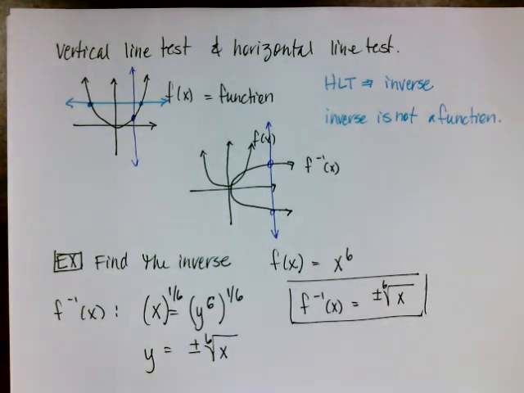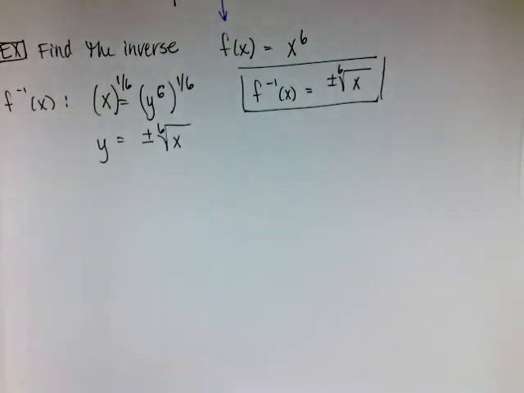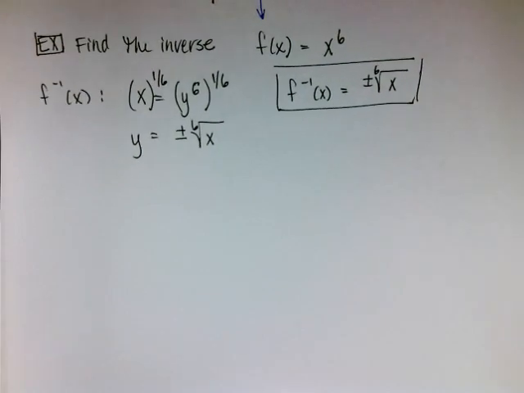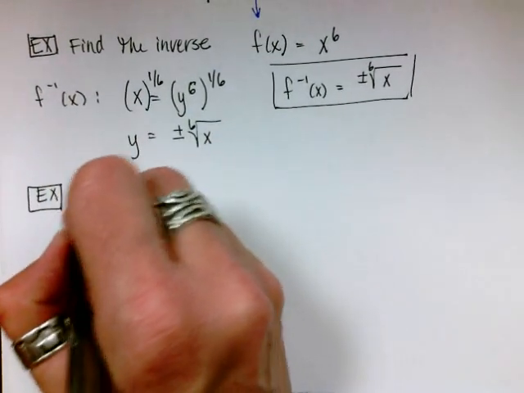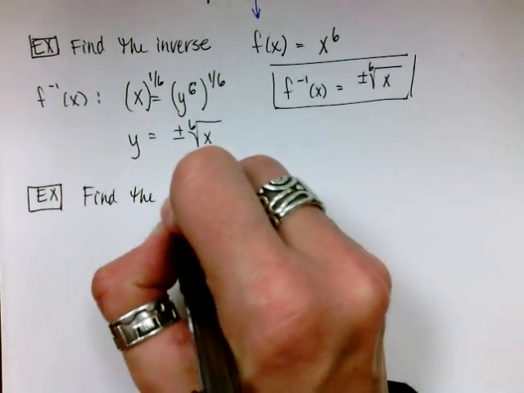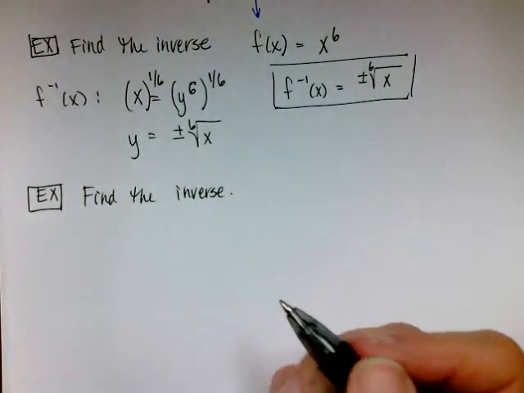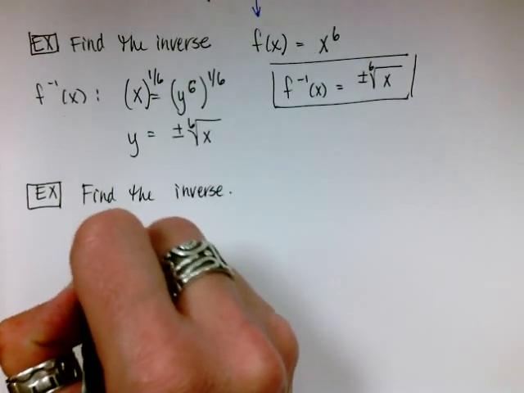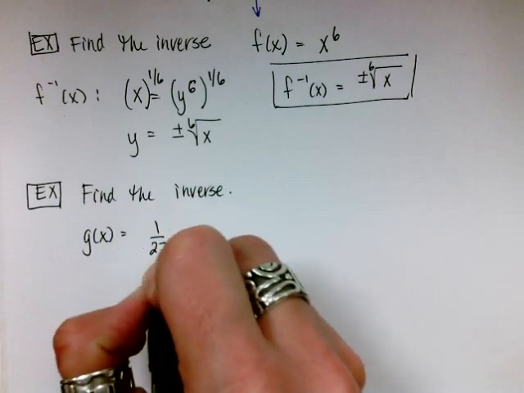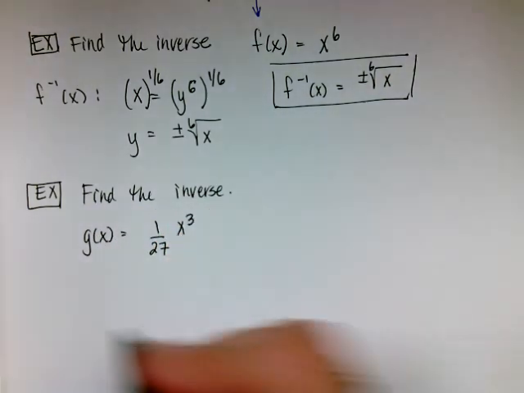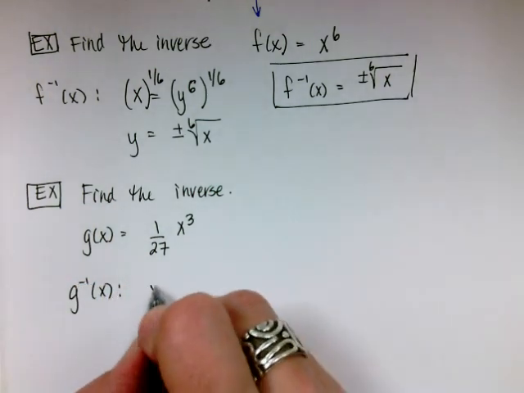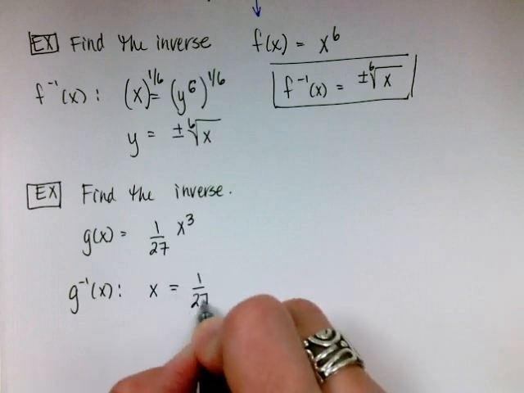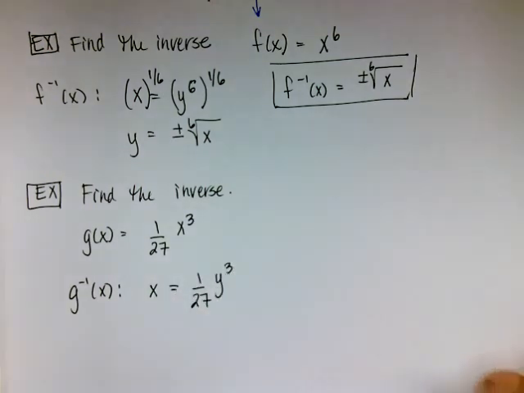All right, so now let me do one more problem for you, and then we'll get on to your problems for the evening. Here's your last example. Again I'm going to find the inverse. This time I have g of x is equal to 1 over 27x cubed. The first step is to always flip-flop your x and your y. So we're going to say x is equal to 1 over 27 y to the 3rd.